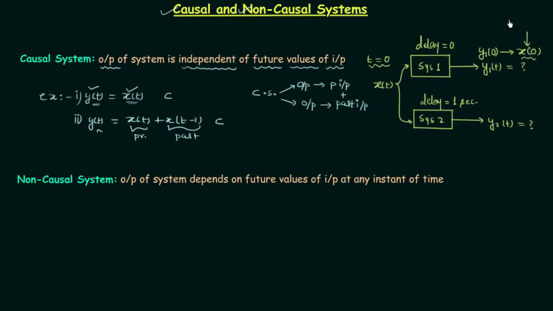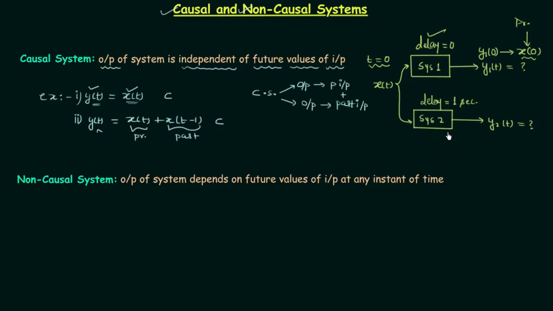So x(0) is the present value of input, and you can see the present output is dependent on the present value of input. So we can say that the output is only dependent on the present values of input, and this is only possible when delay is equal to 0. So when delay is 0, the output will depend on the present values of input. So what is happening in system number 1 is very clear.